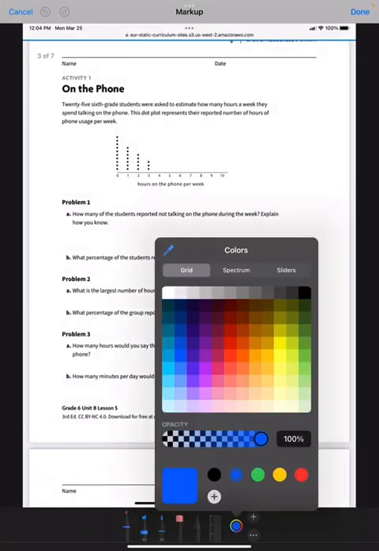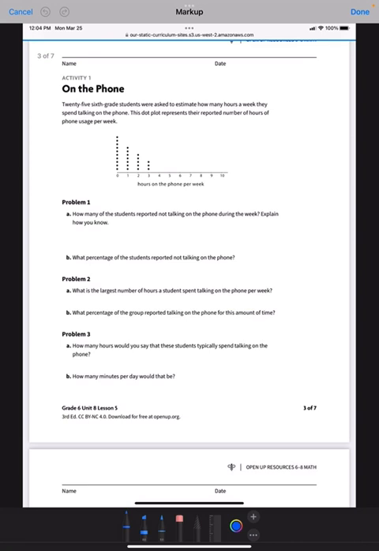Now we're going to look at some more data. It says 25 sixth graders were asked to estimate how many hours a week they spend talking on the phone. So like FaceTiming, phone calls, that type of stuff, not texting. This dot plot represents the reported number of hours. So problem 1A says how many of the students reported not talking on the phone during the week?